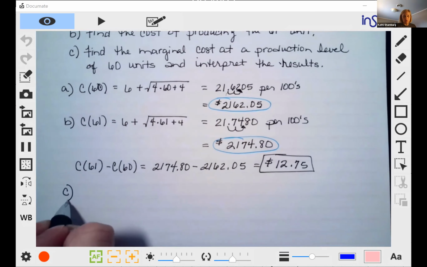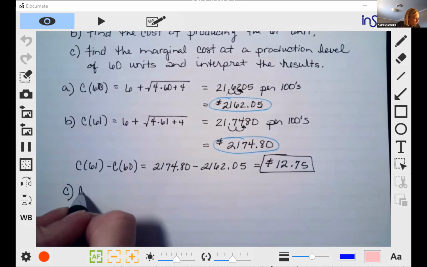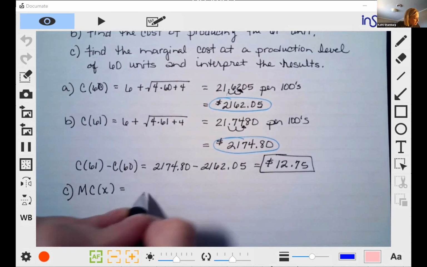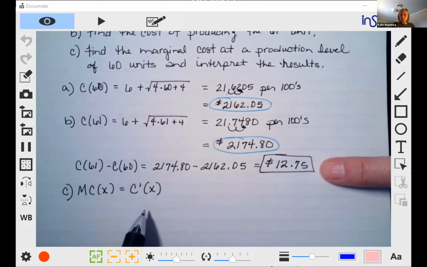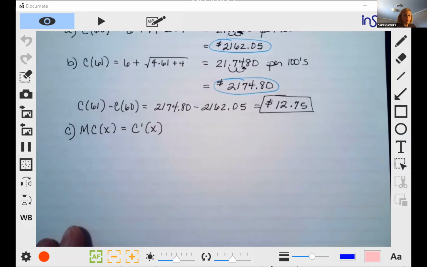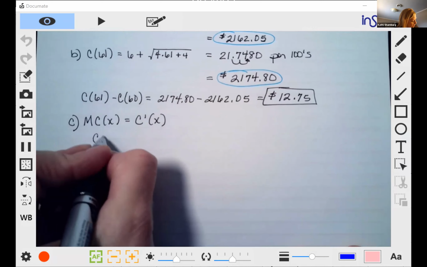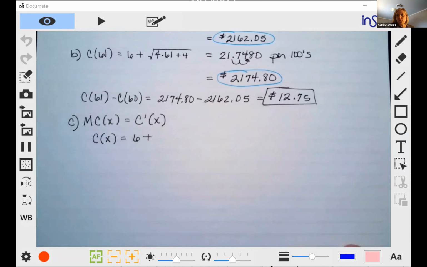So part C, which we've done previously, is the marginal cost. If you remember, the marginal cost means take the derivative of the cost, and this will tell you approximately what the next unit would cost. So if you produced one more unit, what would that approximately cost? So our answer should be something close to this. Doesn't mean it'll be exact, because if you recall, it was an approximation.